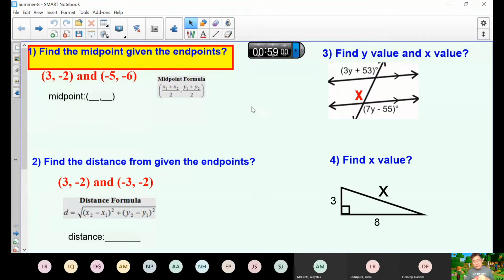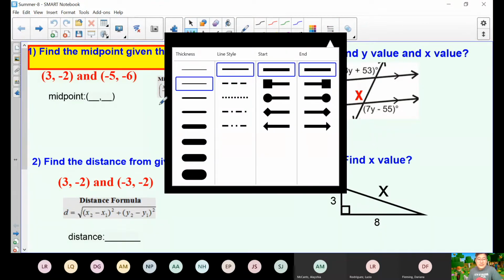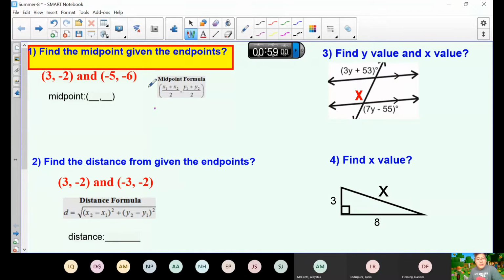The usual do now, right? This do now. Same pattern. So midpoint, right? Midpoint is x1 plus x2 divided by 2, y1 plus y2 divided by 2. So x1 plus x2 divided by 2, right? So you can put it divided by 2, y1 plus y2 divided by 2.